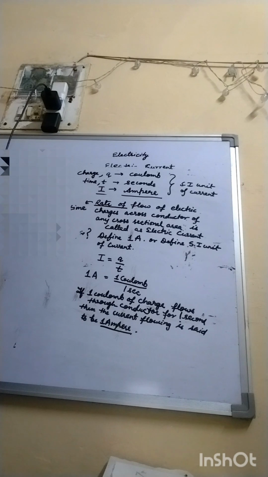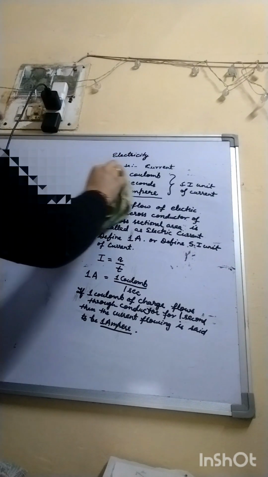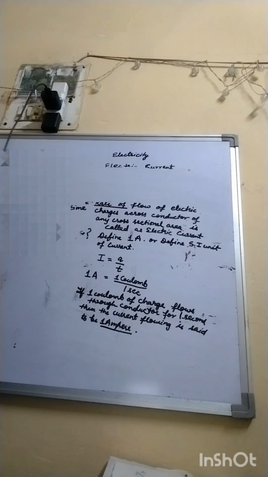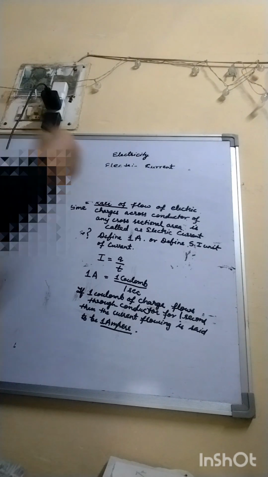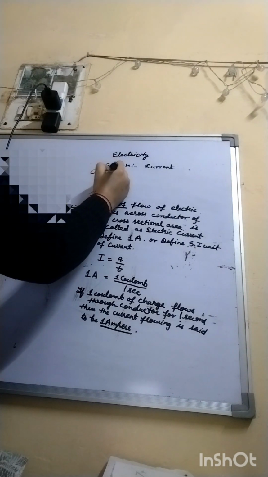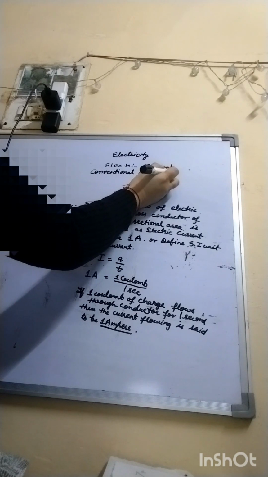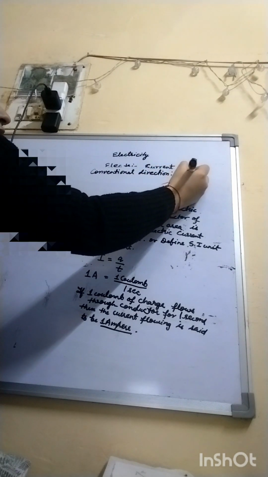Now we come to another formula. We just studied that the conventional direction of flow of current was considered to be the flow of positive charges. So the conventional direction is the flow of positive charges.